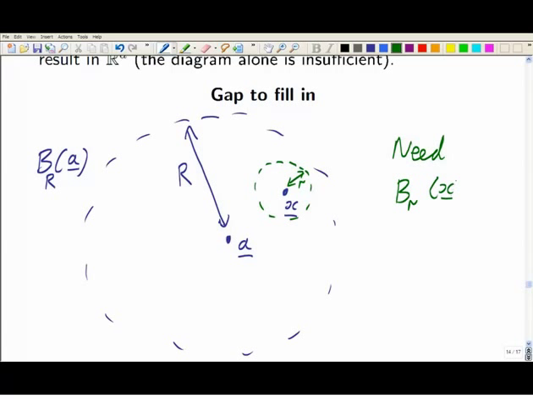So we need, now I haven't written out a formal proof here, but I'm just giving you some idea. We're going to write the formal proof out in full in a minute. We're going to need the open ball centered on x, radius little r, to be a subset of the bigger open ball, radius capital R, centered on A.